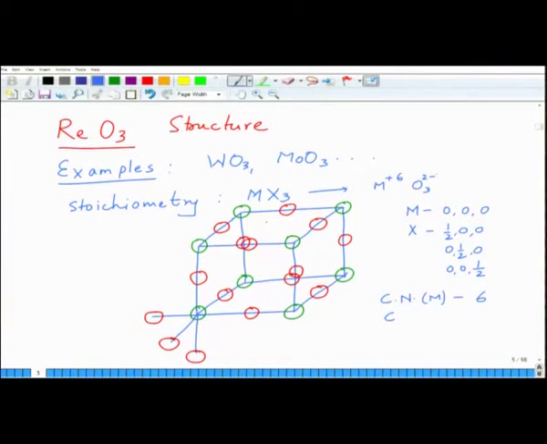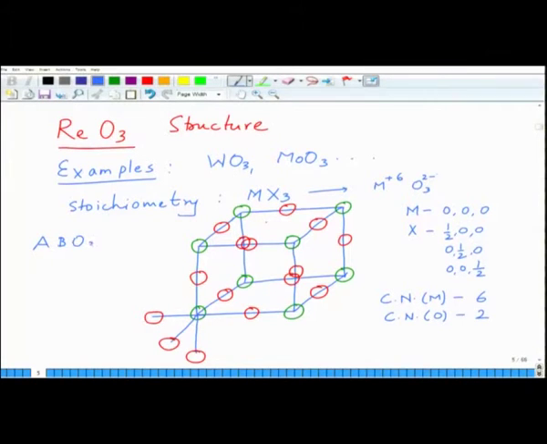So, what is the coordination number of oxygen in this case? You can do the bond strength check, but you can see the stoichiometry is 3 times. So, MX3, 1:3, it's got to be 2. Can you correlate this structure with ABO3 structure? We can.